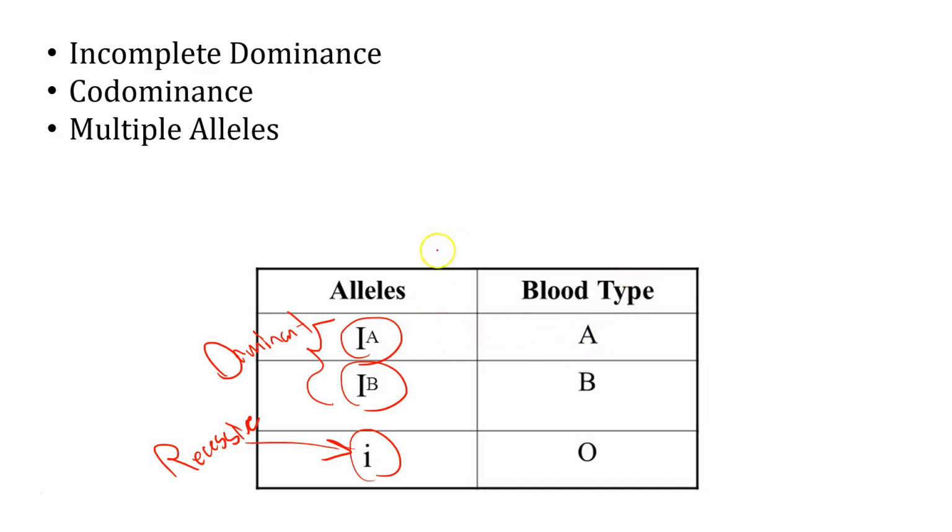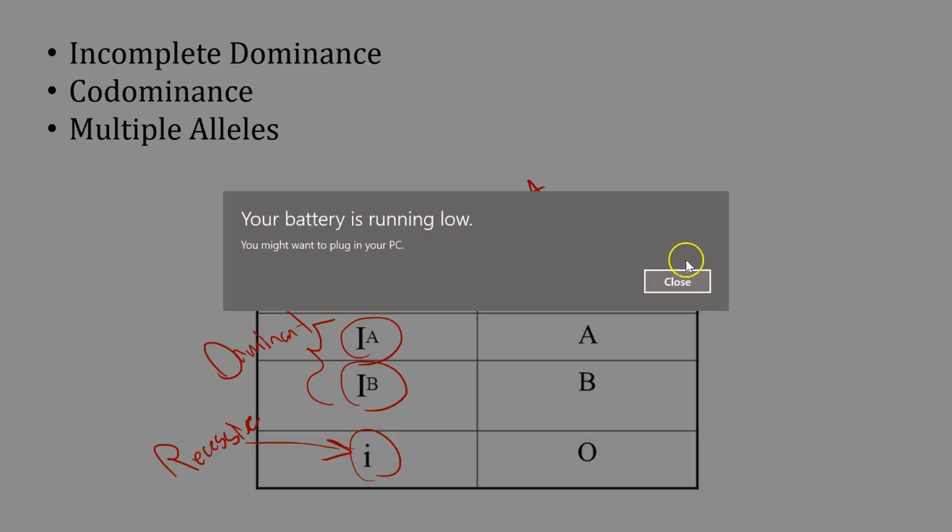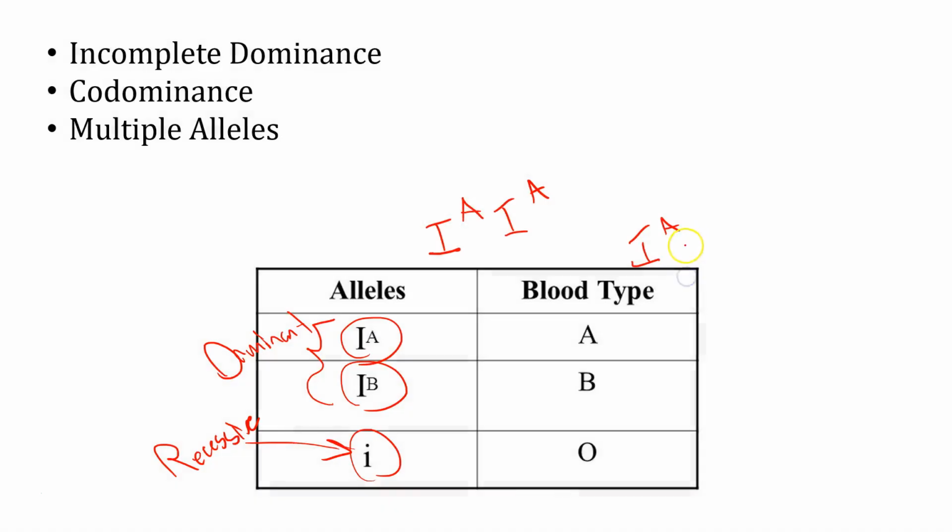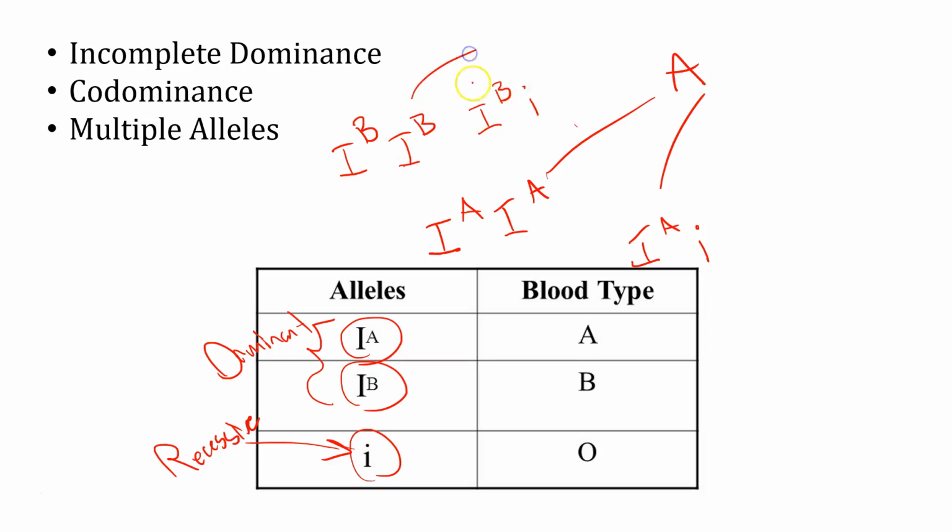Somebody that would have either IA IA, that would be homozygous, or it could be IA and little i, would both have the blood type A. So either one of these, the heterozygote or the homozygous dominant, would have blood type A. Or similarly, if somebody had IB and IB, so homozygous, or IB and little i, the heterozygote, both of these would have the same phenotype. We'd call that blood type B.